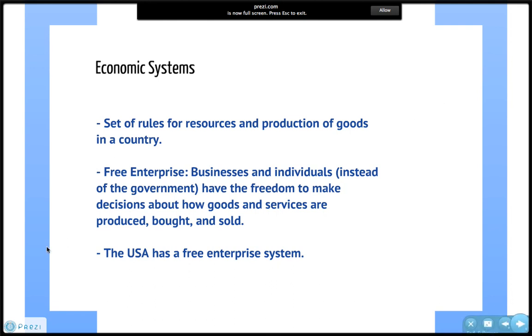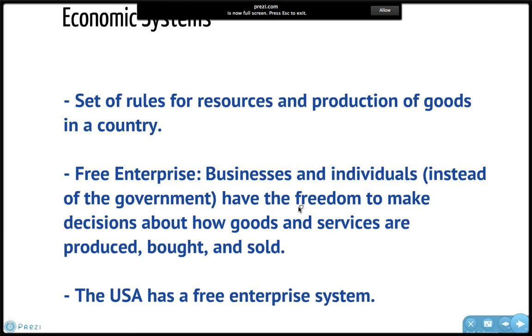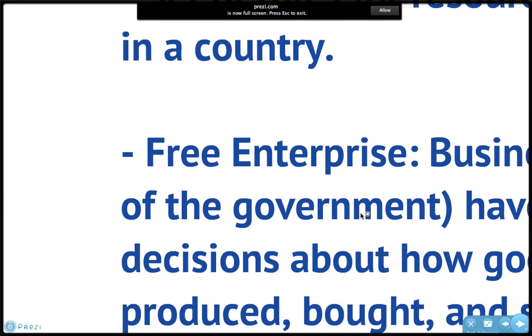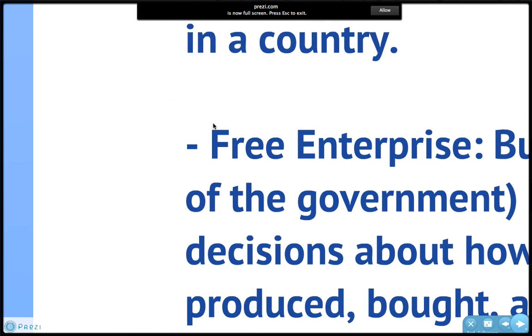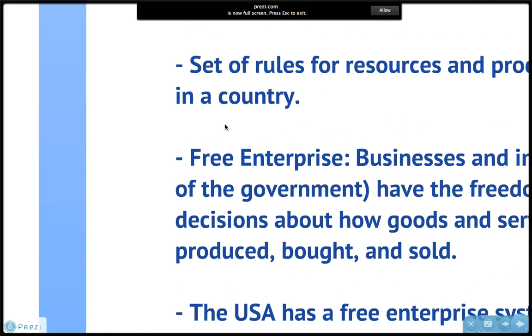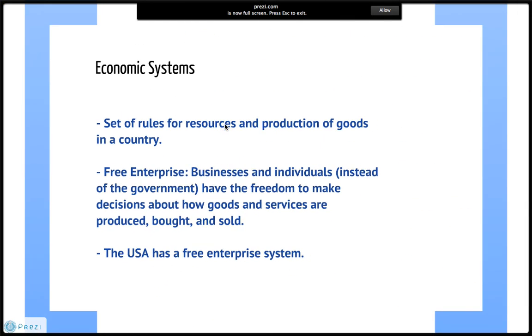I'm going to zoom in here under free enterprise, and let's look at that first word. What does free mean? Think about what free means. You always hear that the United States is the home of the free. It's where freedom is. In the United States, you are not restricted as to what kind of business you can have, whatever kind of business that you want, as long as it doesn't break the law. Businesses and individuals, instead of the government, have the freedom to make decisions about how goods and services are produced, bought, and sold.